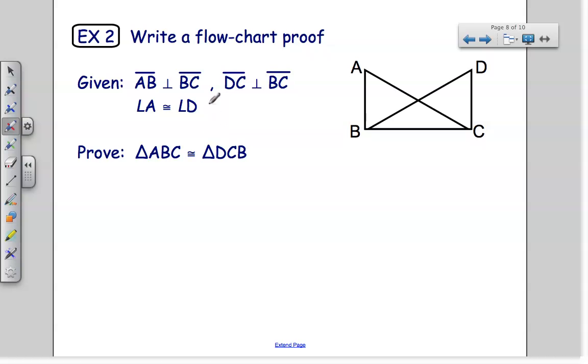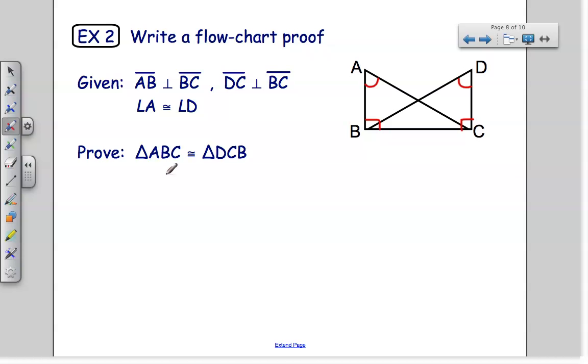Alright, let's mark some things. What does it mean if AB and BC are perpendicular? Hopefully you're telling me that means they form a right angle. What does it mean if DC is perpendicular to BC? That they form a right angle as well. So I'll mark those. And finally, angle A was congruent to angle D. So I'll mark those.